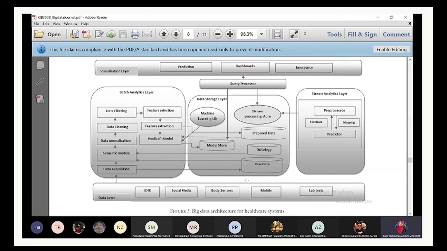Okay, so all this data is of course going to be acquired by certain devices. For example, the heart rate signal is acquired by the ECG machine, right? So that is the data acquisition. All this data after being acquired is going to be stored in the database. This is the data storage layer. So all the raw data are going to be stored in a database.